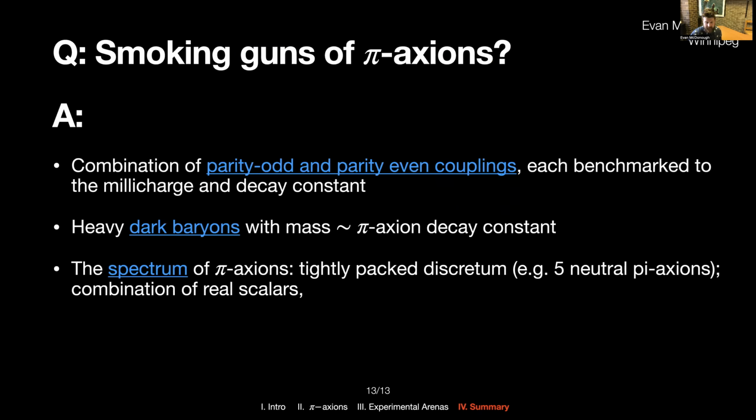Okay, my last remaining minute here, I want to answer this question: what are the smoking guns of π-Axions? What should we be looking for? One is this combination of parity-odd and parity-even couplings, and they're benchmarked to the millicharge and the decay constant. Two, you have heavy dark baryons with mass that's roughly equal to the decay constant. And three, I think in all of these windows, what you should search for is the spectrum of π-Axions, which is calculable using standard QCD techniques. The general expectation is a tightly packed discretum of signals, mapping out the masses, boom, boom, boom, boom, boom, of the π-Axions.